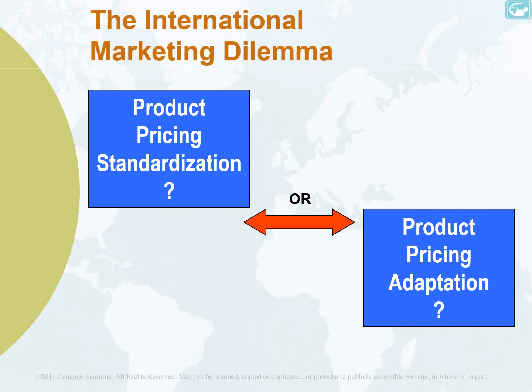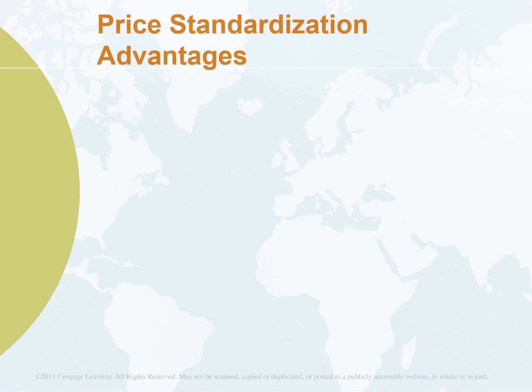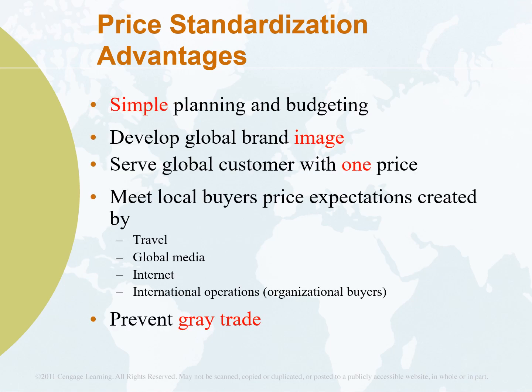Again, in pricing, there is the issue of adaptation versus standardization, just like in product. Price standardization advantages: if you have a standardized price, there are advantages. It's simple in planning and budgeting. You can develop a global brand image. It costs the same everywhere. It serves global customers with one price, which makes it easy. And you can meet local buyers' price expectations created by travel, by global media, by the internet, and by international operations.